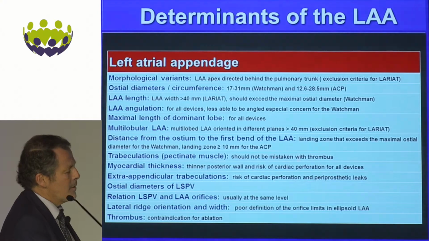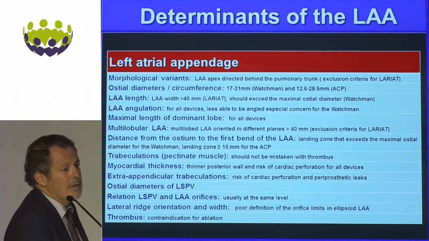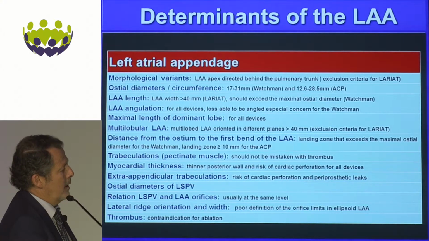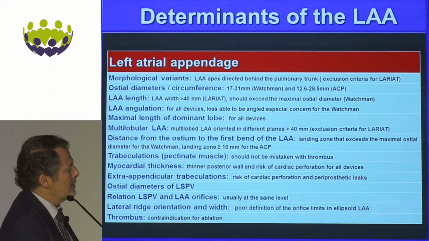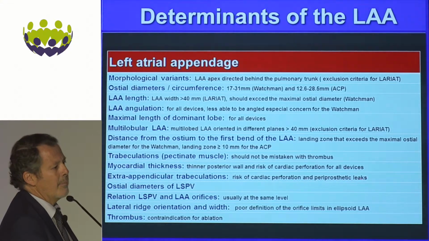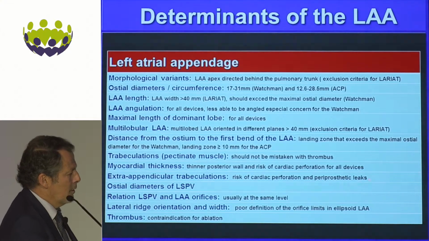Trabeculation: the presence of this trabeculation, the pectinate muscle, sometimes makes it difficult to establish the differential diagnosis with the thrombus. The thickness, the presence of this extra-appendicular trabeculation, the risk of cardiac perforation, and periprosthetic leaks.